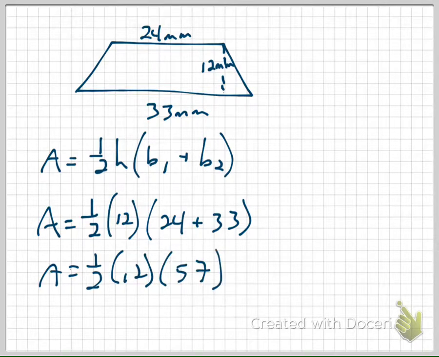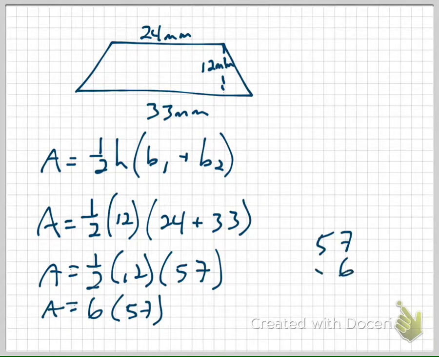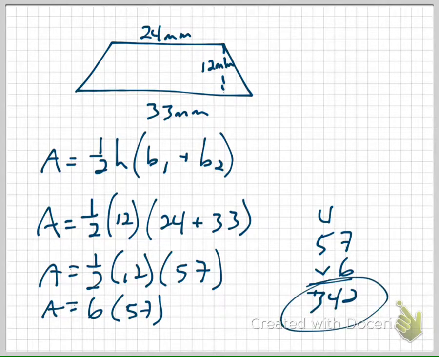Ugly. What should I multiply here to make this easy? 1/2 times 12. A equals 6 times 57. Oh, that's easy. 57 times 6 is 342. Boom. Right? Millimeters squared. Right? Make sense? Did you get it?